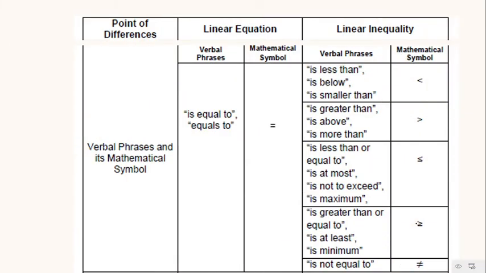Okay, next, let's proceed to the verbal phrases and their mathematical symbols. For linear equation, these are the only two verbal phrases: is equal to and equals to. Again, the mathematical symbol is the equal sign. While for linear inequality, we have many verbal phrases. We have here is less than, is below, is smaller than. These are for the less than sign.